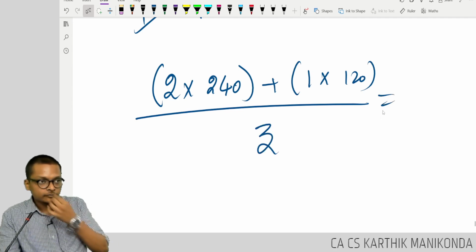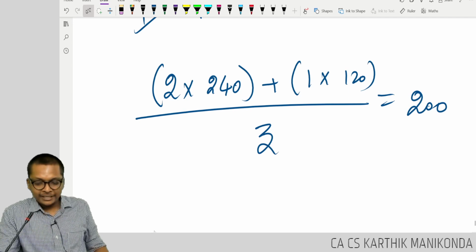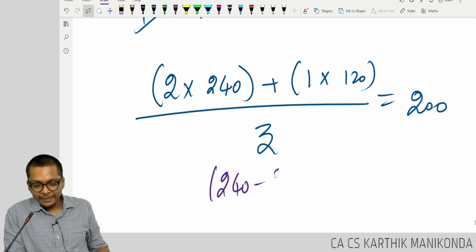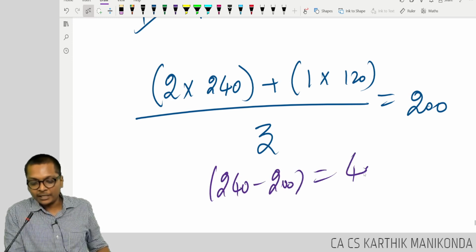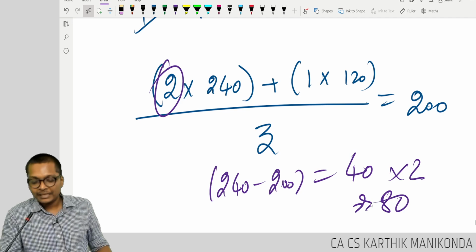How much you are getting? 200. So value of right will be 240 minus 200, which is 40 per share. You have how many shares? So 40 into 2, it will be 80.